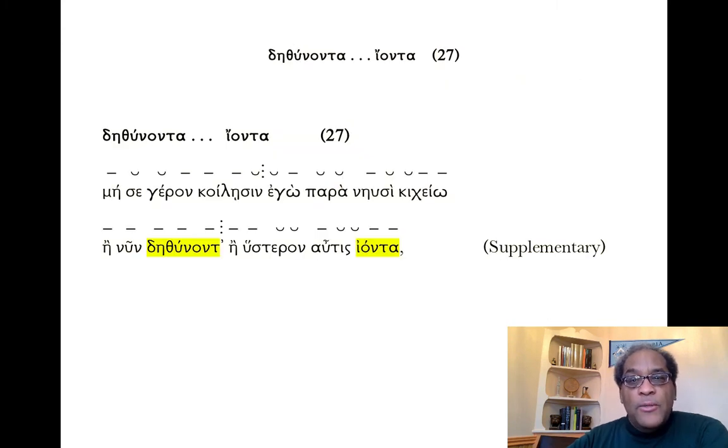So we can look at an example that we've just had when Agamemnon is scaring away the priests. "Me se, geron, koilesin ego parа nevsi kikeo, e nun dethunont', e husteron authis ionta." So Agamemnon says, I hope I don't find you, I hope I don't discover you, either delaying, hanging about, or coming back again. So "dethunont'" and "ionta" are these supplementary participles in indirect discourse, just like you might say, well, I found a cat. These participles are equivalent to the objects. Agamemnon is saying, I better not find you hanging about or coming back. So this is a good example of the supplementary participle right off the bat in line 27, or actually two supplementary participles.